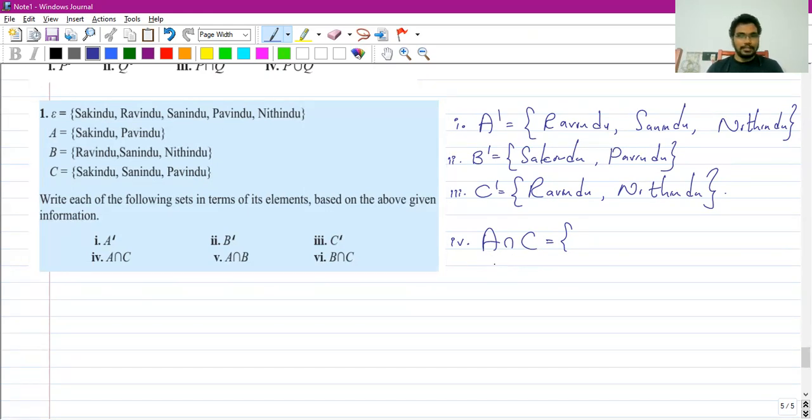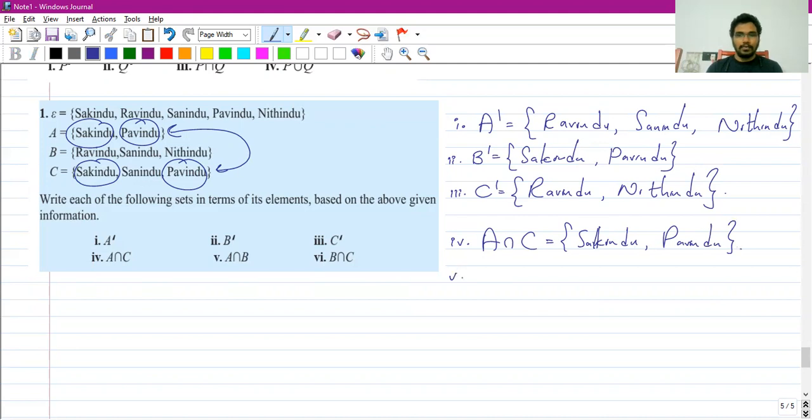So this will be A intersection C. A intersection C means here A and C, so you have to write the common elements of A and C. Sakindu, yes, it is common for both. And Pavindu, yes, it is common for both. So A intersection C is equal to Sakindu and Pavindu.